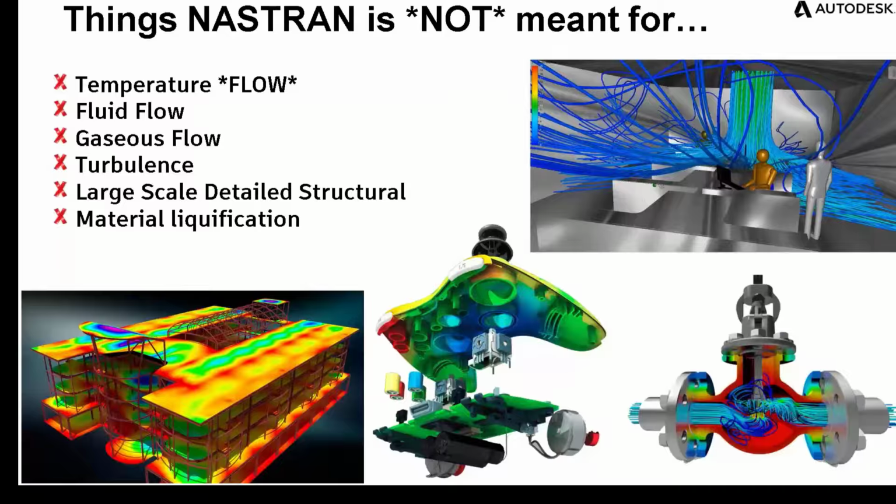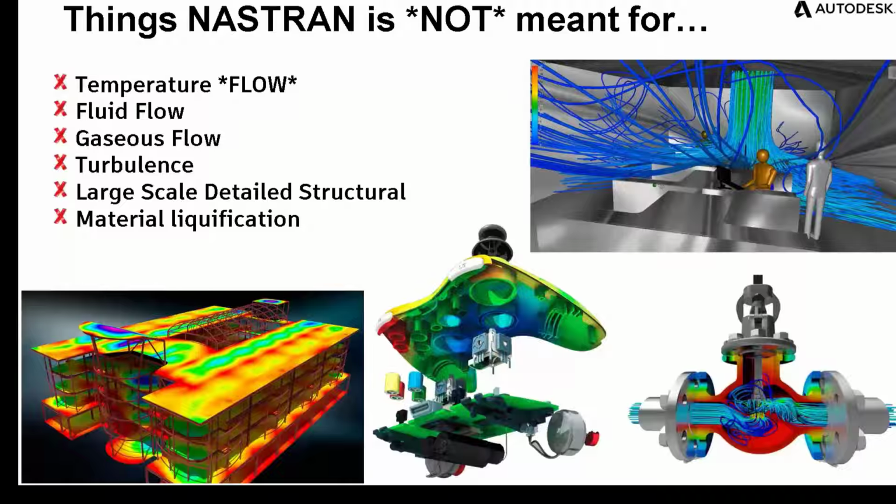The other thing NASTRAN is not meant for is any kind of turbulence analysis. Again, that's where Sim CFD comes into play. Also, large-scale detailed structural analysis. In that situation, we do have the ability in NASTRAN to do frame analysis, line and beam element analysis on a structure. But when you get into something like a 20-story building or a large footprint of a building with 30,000 square feet on the first floor, that's a bit much for the mechanical side to attack.